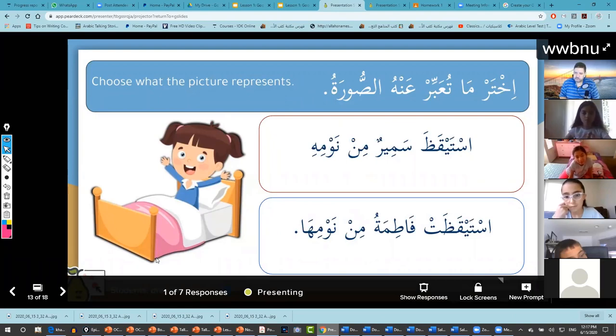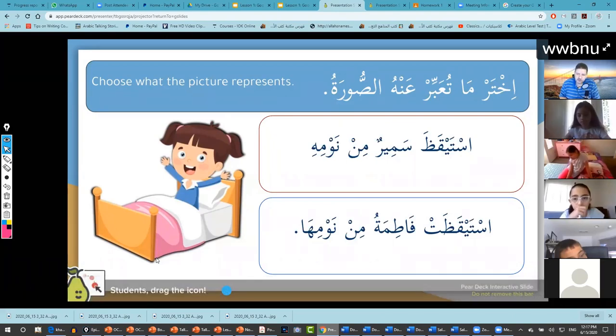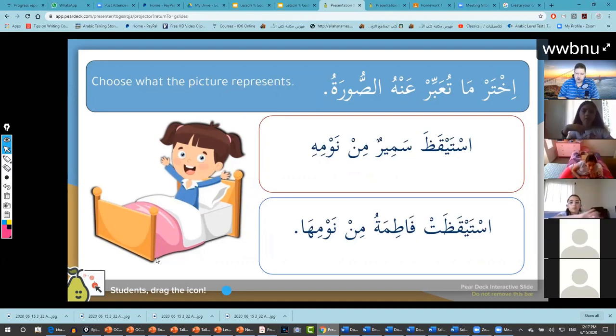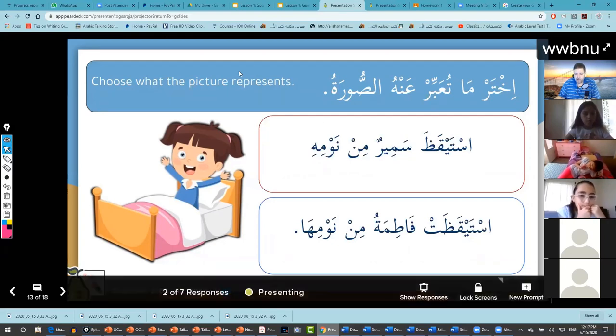Iqra' ya Adam. Ikhtar ma tu'abbiru 'anhu al-sura. Choose what the picture represents. So we have one and two. What do you think? Istayqaza Samir min nawmihi. I'm pretty sure it's number one. And number two is istayqazat Fatima min nawmiha. So you have all of you 5 seconds.